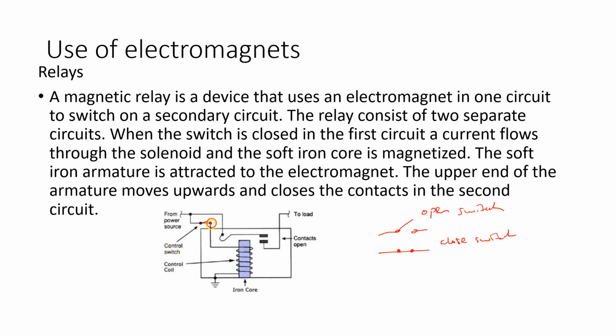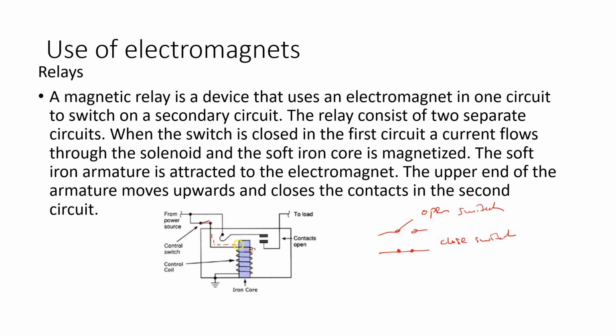So once we close this switch, what you're going to see is that current is going to flow all the way around this solenoid. And of course, because current is flowing around the solenoid, it's going to become magnetized. And by becoming magnetized, it is now a magnet, an electromagnet. And of course, there's soft iron inside of it, which is basically that thing that will aid with making this solenoid become more magnetic.